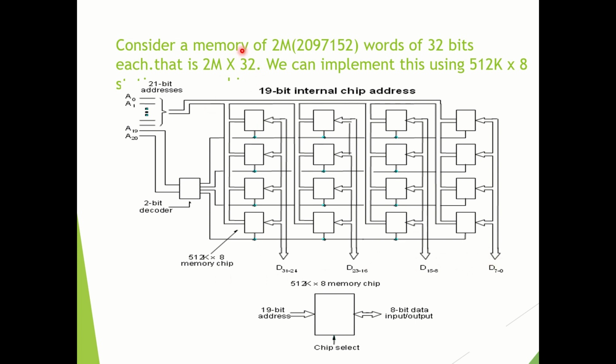Here how many data lines are there? 32. That is, 4 byte data lines. Each of these chips will output the corresponding 8 bits of data. Suppose the higher order address bits A19 and A20 are 0 and 0. That means the first row of chips will be selected. Whenever 0 0 is given to the 2-bit decoder, the first row is selected, because 0 0 corresponds to this row, 0 1 corresponds to this row, 1 0 corresponds to this row, and 1 1 corresponds to this row. So if it is 0 0, all the chips in the first row will be selected.